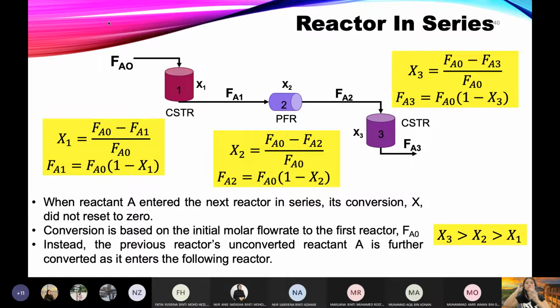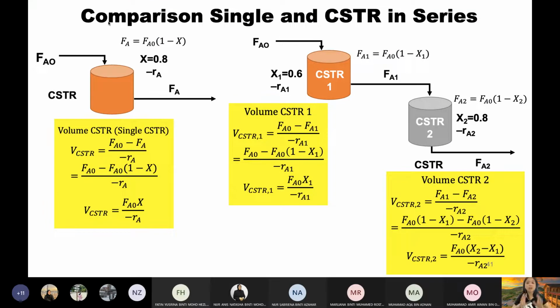Okay, so conversion for all the reactor before the last reactor we call as intermediate conversion. So kalau kita ada 3 reactor, 2 intermediate conversion, X1, X2. The very last reactor conversion we call overall conversion, X3. So kalau 4 reaktor, intermediate conversion X1, X2, X3, final overall conversion X4. So kamu kena ingat X2 bigger than X1, X3 bigger than X2, X4 bigger than X3. Dia conversion akan meningkat. Okay, so that's on conversion. I already explained on the conversion for reactor in series.